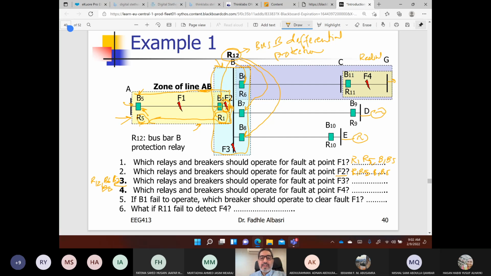What about fault 3, Shabab? How do you achieve selectivity?